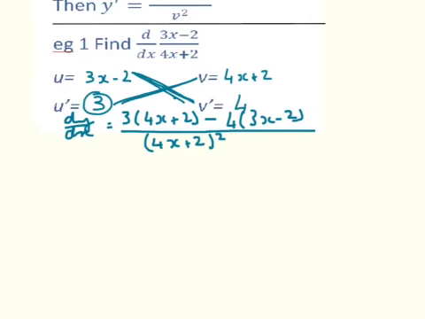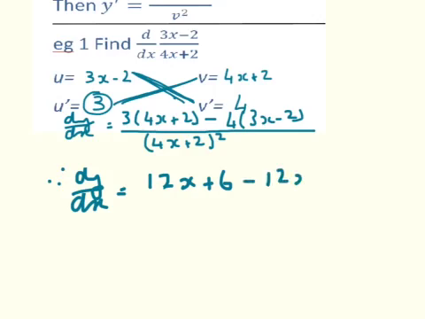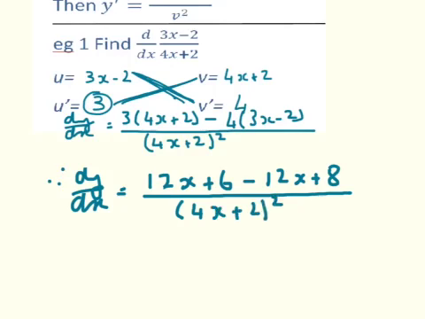Let's get that out of the way a bit and give ourselves some extra room. So therefore, dy/dx will equal, just expanding the brackets upstairs, 12x plus 6 minus 12x plus 8, being careful of the double negatives there, all over, now I'm not going to expand this just yet. I'll leave it till the last line of working. Okay, so here is the last line coming up now.